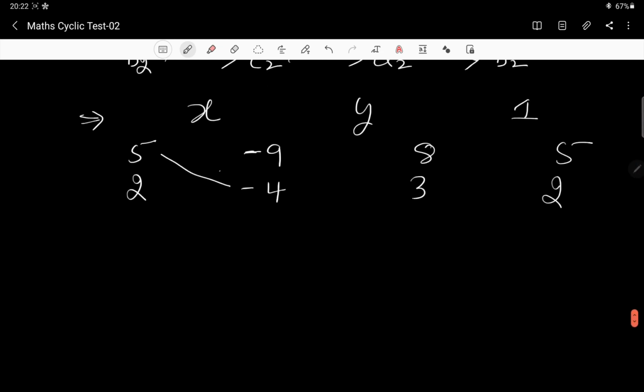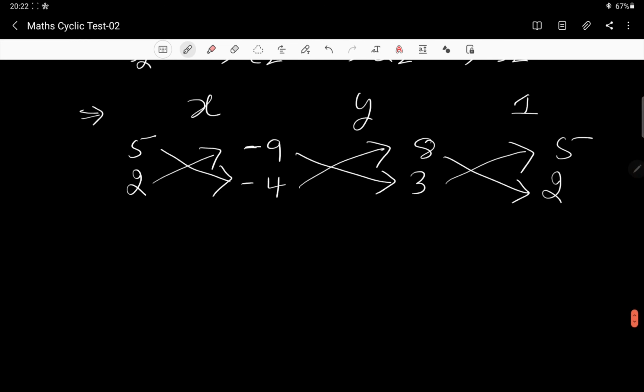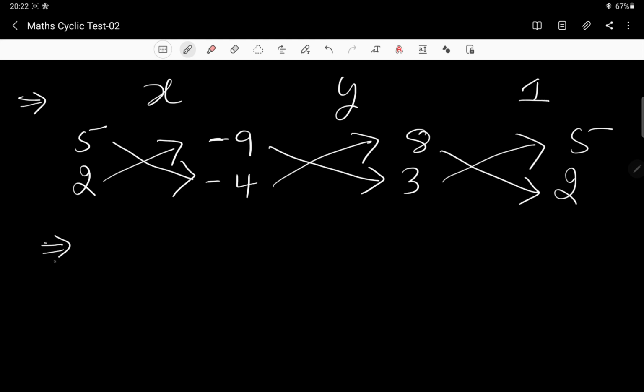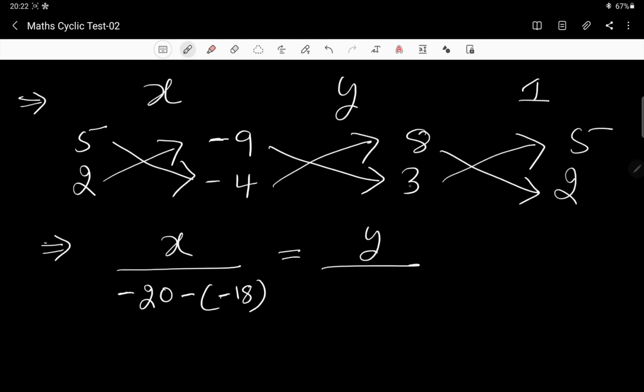Now I am going to multiply them and subtract. You know this cross multiplication method. Now I can enlarge it and carry forward the calculation. It becomes x divided by 5 into minus 4 is minus 20, then minus of 2 into minus 9 is minus 18. That is equal to y divided by minus 9 into 3 is minus 27, then minus of minus 4 into 8 is minus 32.